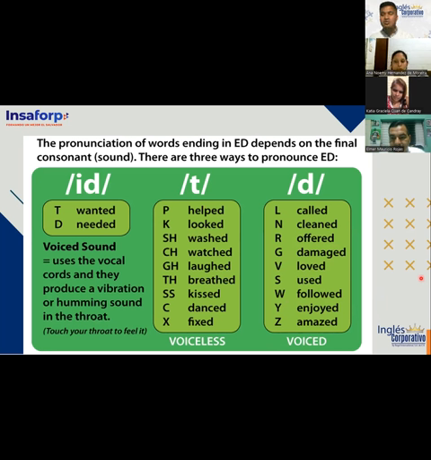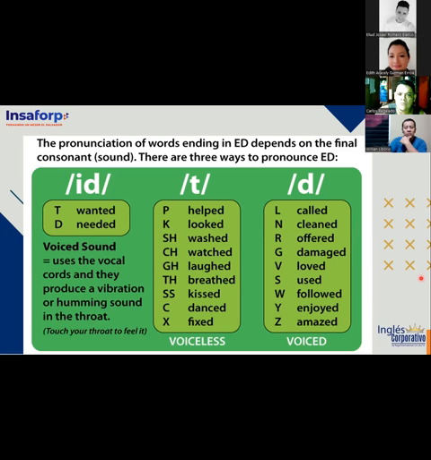Give me a number. 3. Which number? 3, teacher. Number 3. Okay, let me see. 1, 2, 3. William. Okay, William, make the pronunciation of these ones that we have here with the letter T. Let's go. Let me listen to you. Hey, teacher. Good evening. All words. All of them. Okay.